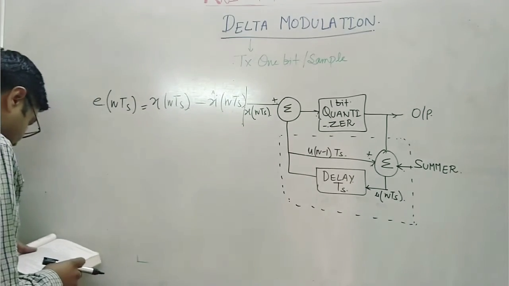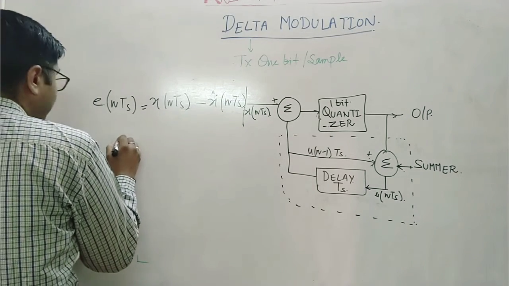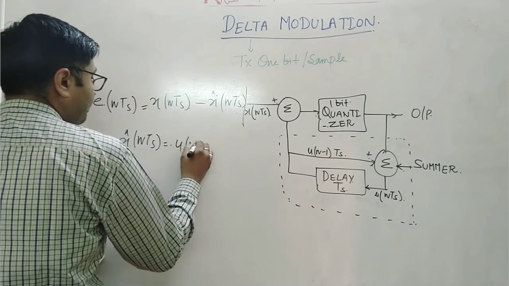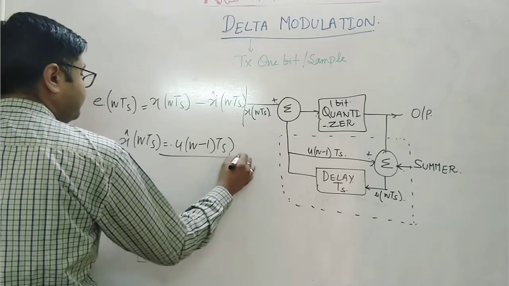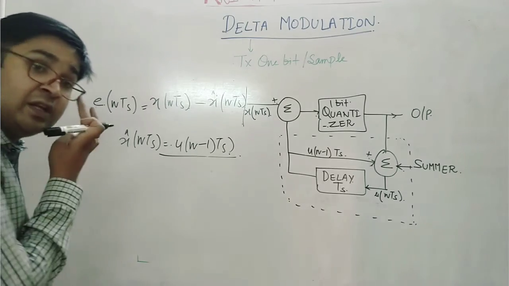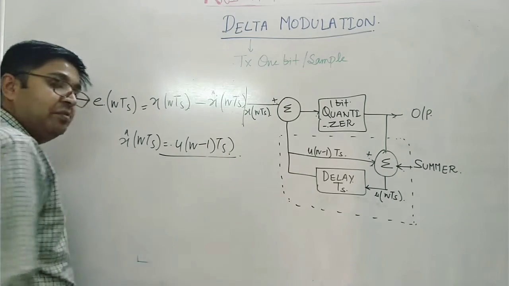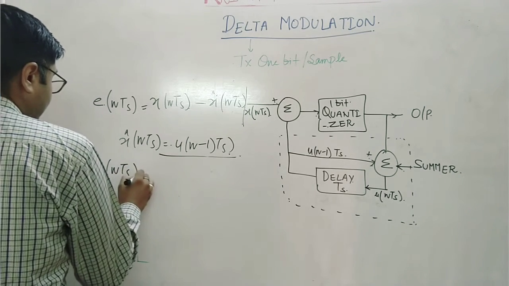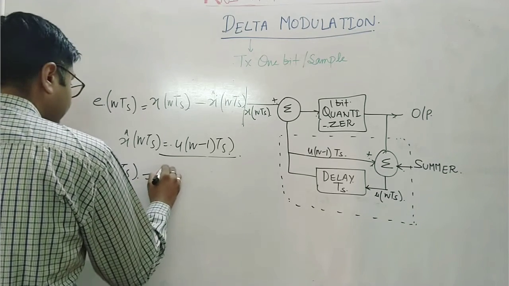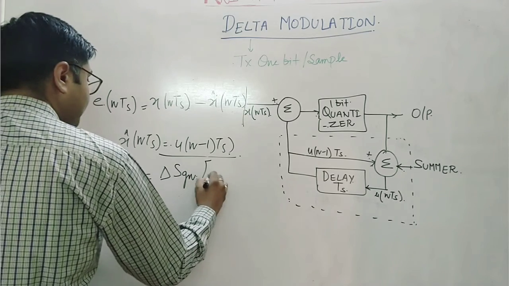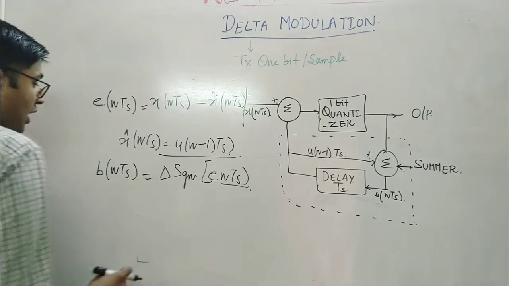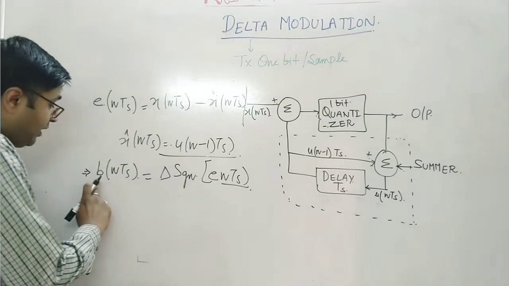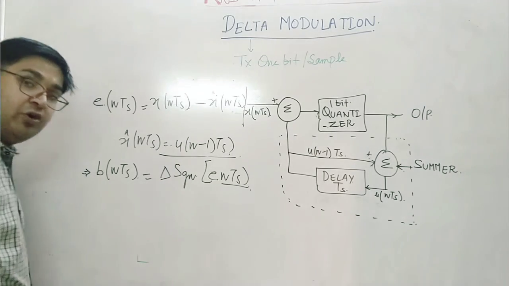Now if you are going to check this error, x bar(nTs) can be written as u(n minus 1)Ts, the previous signal. If nTs is the current signal, then (n minus 1)Ts is the previous signal. Now the quantized output b(nTs) needs to be defined, and it will be delta sign of e(nTs). Now how is this quantity measured? You are just comparing with the previous one. This is how you are going to measure it. b(nTs) is delta times sign of e(nTs). Now it will be positive or negative.